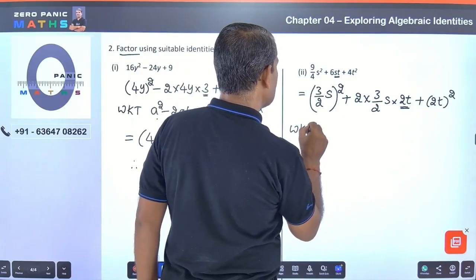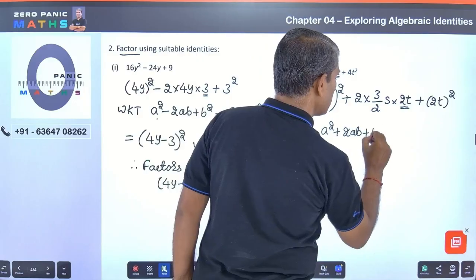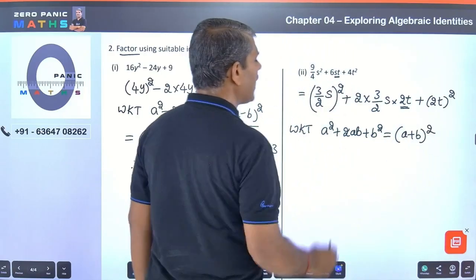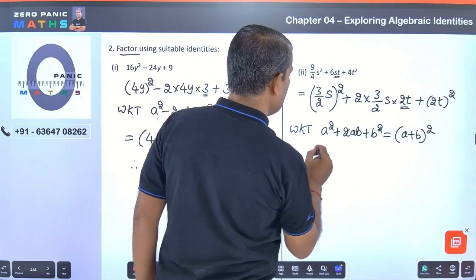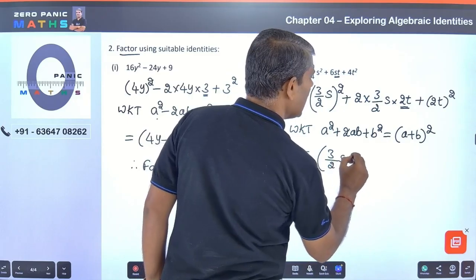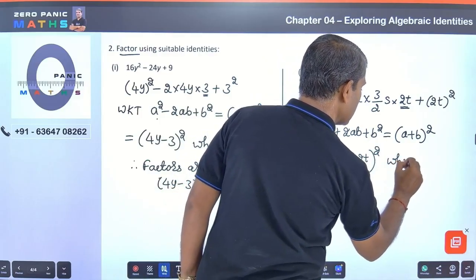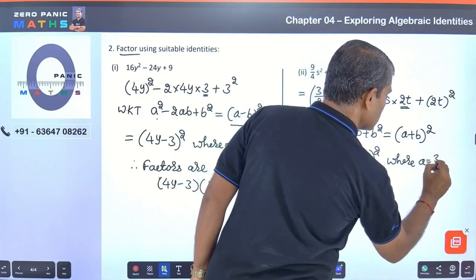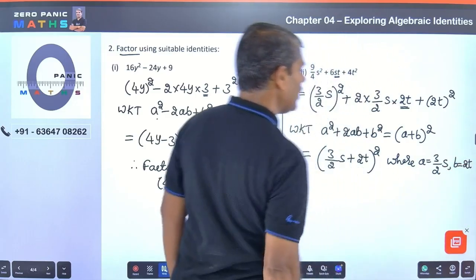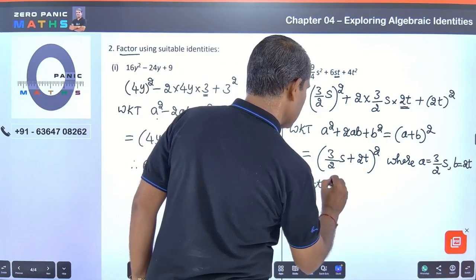We know that a square plus 2ab plus b square is equal to (a plus b) whole square. So I will be writing this whole thing in the form of (a plus b) whole square, and that is 3 by 2 s, that is a, plus 2t, that is b. Where a is equal to 3 by 2 s and b is equal to 2t. And finally the factors are, can you write this?